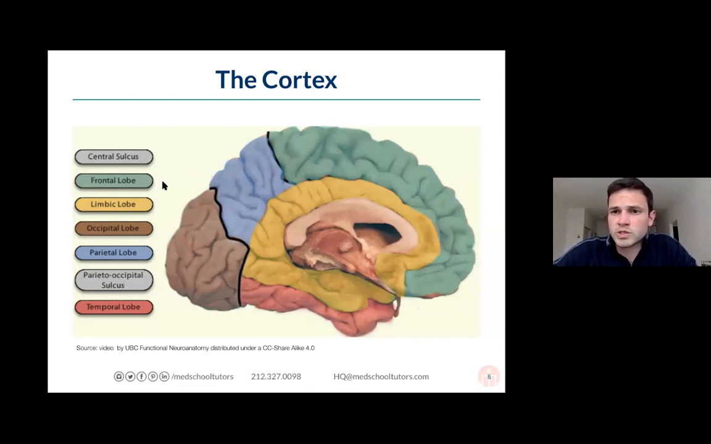All right, so I just wanted to go over this. This is a sagittal cut through the brain, splitting it into left and right halves. We are now looking at the left side of the brain from the inside. This structure here is the corpus callosum. This is the lateral ventricle. And the space here is the third ventricle. On the outside of the third ventricle, this structure here is the thalamus.